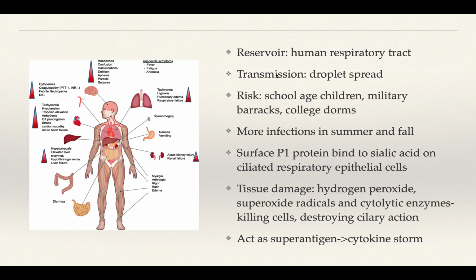Humans are the reservoir, spread by droplets. Risk is anybody living close together. Infections are generally in the summer and fall. It has a P1 protein, which binds to the sialic acid on the ciliated respiratory epithelial cell, and that can cause tissue damage. Hydrogen peroxide is going to cause superoxide radicals and the cytolytic enzymes to kill the cell and destroy the ciliary action. Unfortunately, it acts as a superantigen and it can cause a cytokine storm.